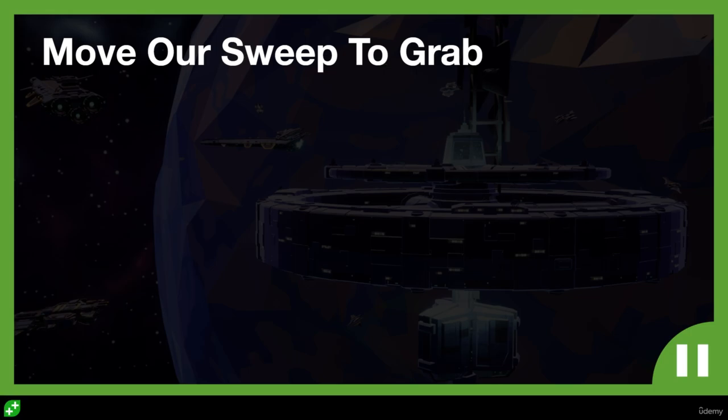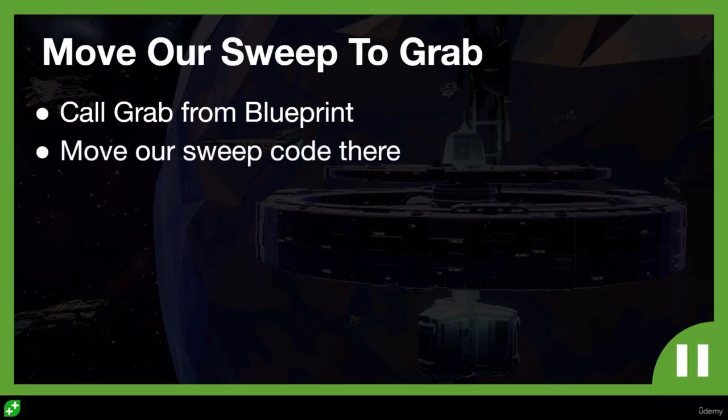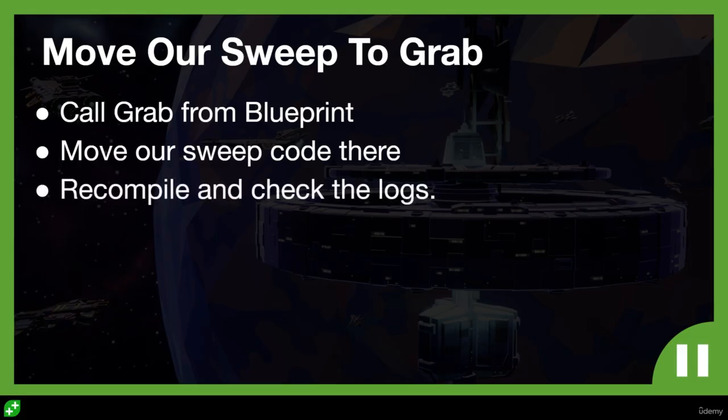Okay, so now I'd like you to move our sweep code into a Grab function. You're going to create a Grab function and call it from Blueprint, the same way as I just did the Release function. But when you create the body of the Grab function, instead of just printing anything, let's move the sweeping code, the if statement and all the prep variables from Tick, so that it's not doing it every single time we tick, but just when we call that Grab function, when we press our mouse button down or press a trigger on our controller. Then recompile and check the logs to make sure that indeed that's only happening when you press the button. Pause the video and have a go.